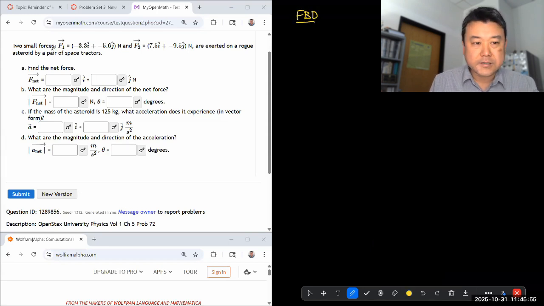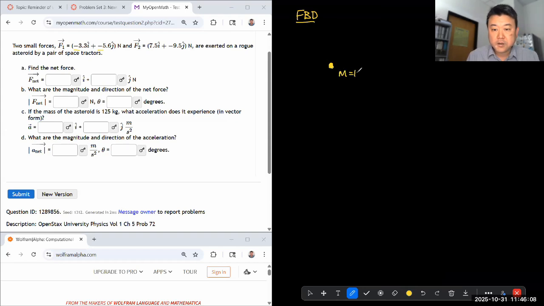I have forces F1 and F2. F1 has negative X, negative Y, so that's going to be in the third quadrant. Do I have a mass? Yeah, I have a mass of the asteroid, 125 kilograms. And this force, it's somewhere in this direction, F1. And F2, positive X and then negative Y, so it'll be somewhere like over here, F2.